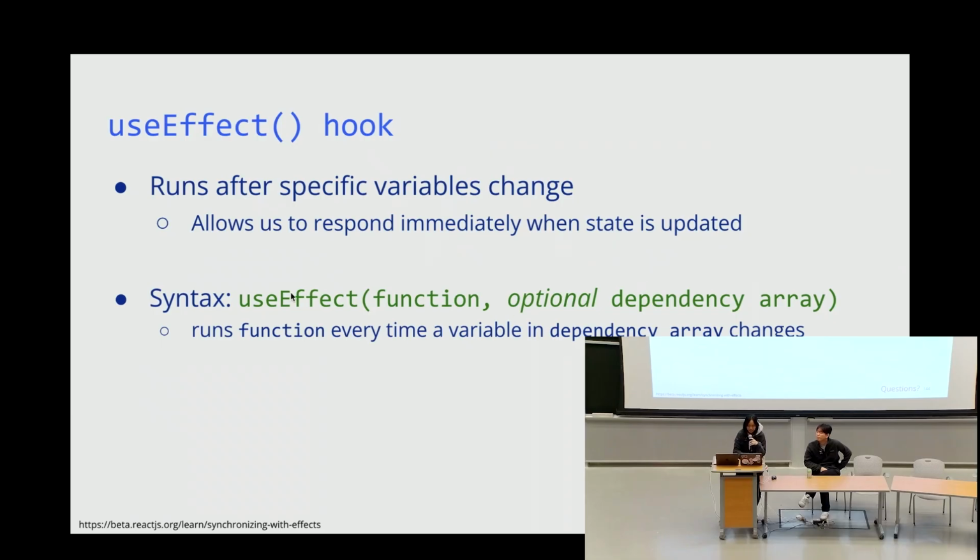So the actual syntax, we're also going to explore what it looks like in code, is generally this. It's a function you import from the React library, and you pass in a function as well as an optional dependency array. So this dependency array, whatever variable you pass into it, is the variable that it reacts to. So yeah, it just runs the function every time that variable in the array changes.